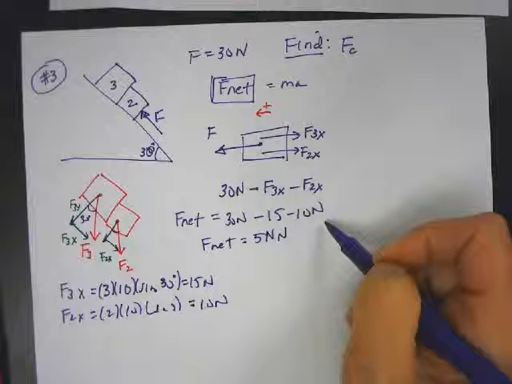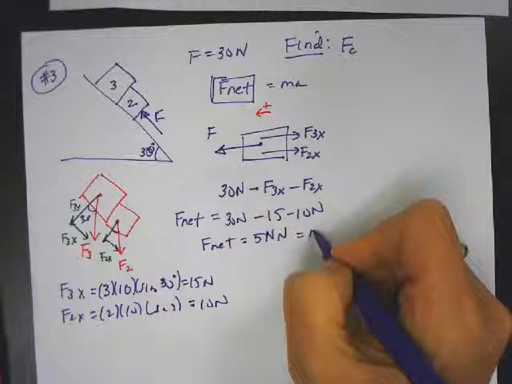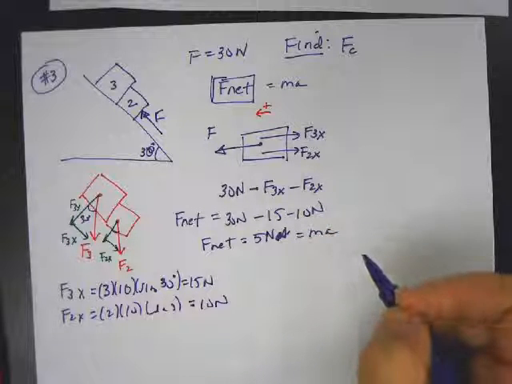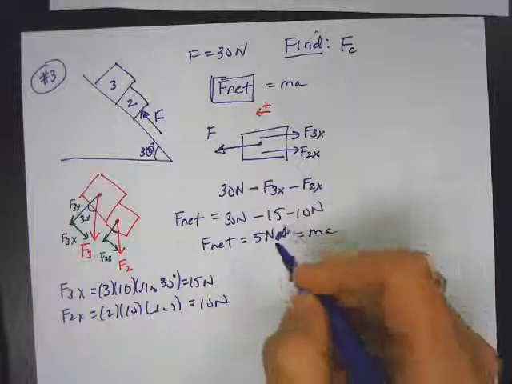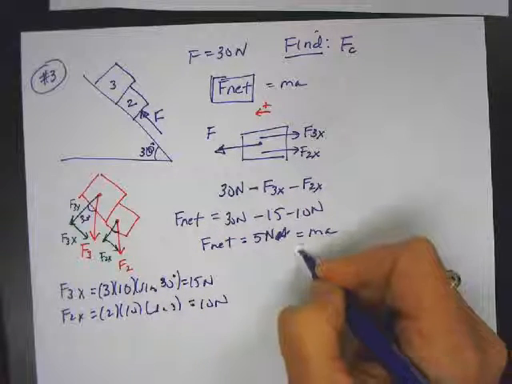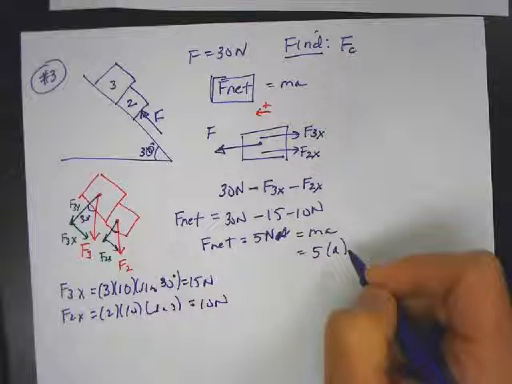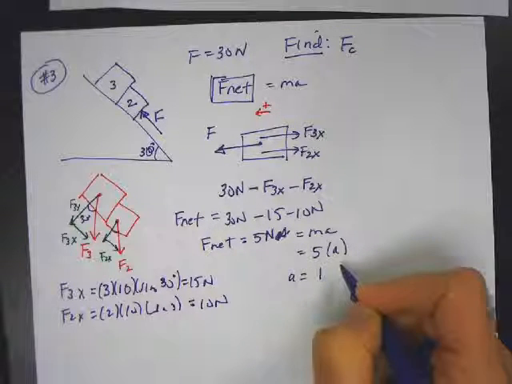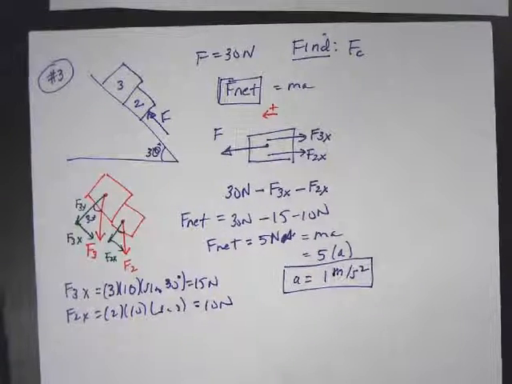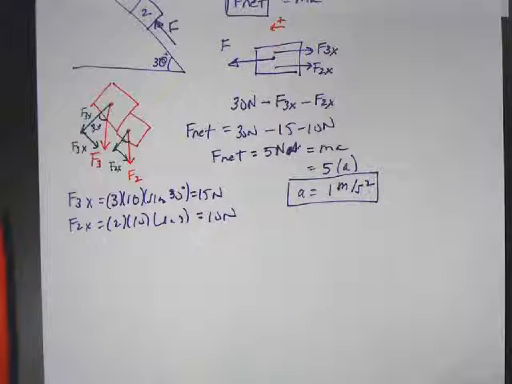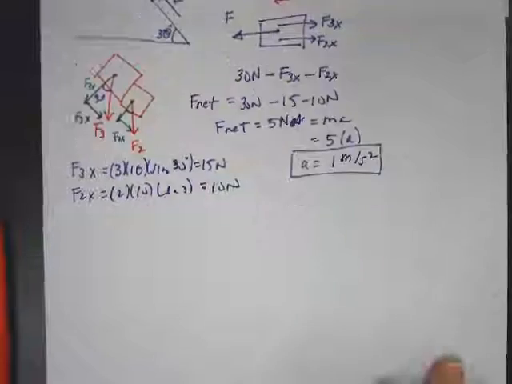Now F net is equal to MA, and I know the combined mass of the system is 2 plus 3, which is 5. So this is 5 times A. So A comes out to be 1 meter per second squared. That's my acceleration. Now, if I want to find this contact force, which block do I use? Do I use the 3 kilogram block or the 2 kilogram block? It doesn't matter. You're going to get the same answer either way.